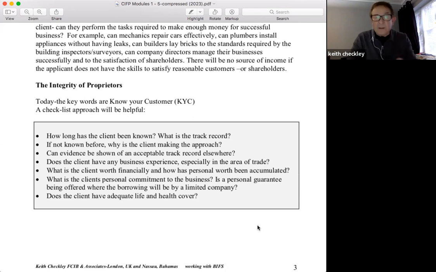Important point on the financial side: what is the client worth financially, and how is the net worth of the person being accumulated? Quite a tricky question to ask, and quite a tricky question to get answers to. What's the client's personal commitment to the business? Is a personal guarantee being offered where the borrowing will be a limited company? So that's a collateralization issue there. And does the client have adequate life and health cover?